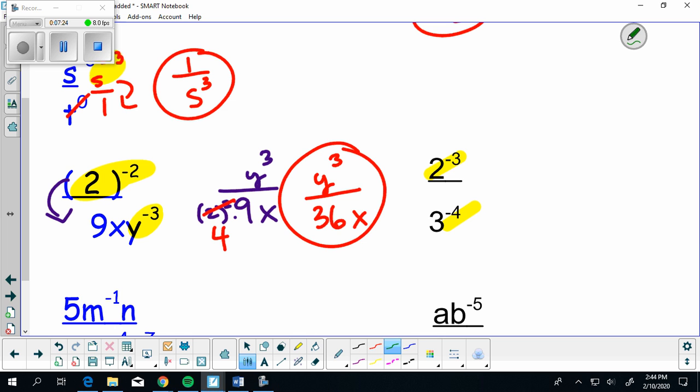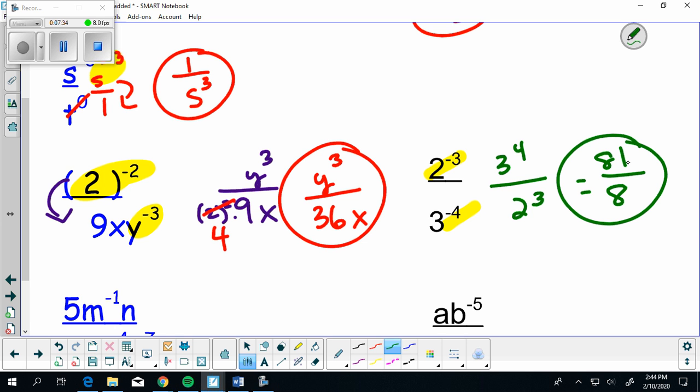These are both unhappy in this fraction right here. So I'm going to switch places. 3 to the fourth power, I believe, is 81. And 2 to the third is 8. And that is a perfectly acceptable answer.